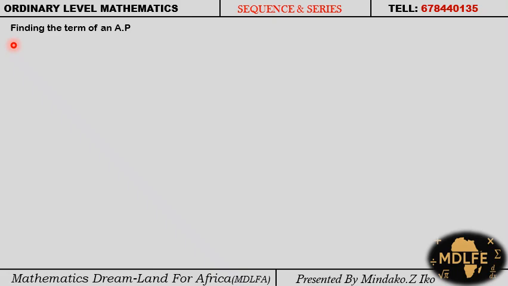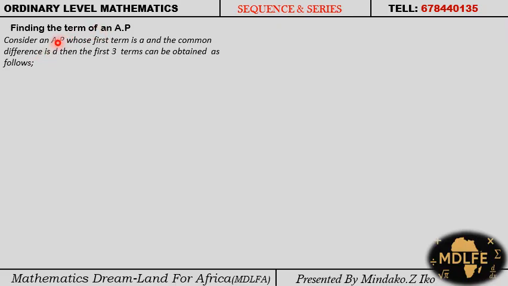Next subtopic: let's look at finding the terms of an AP. How are we going to find the terms of an AP? We consider an AP whose first term is a and the common difference is d. Then the first three terms can be obtained as follows. The first term is T1, which is equal to a. How do we obtain a? We already know that for an AP, the nth term is given by a plus n minus 1 times d.